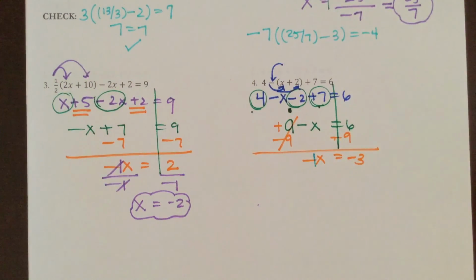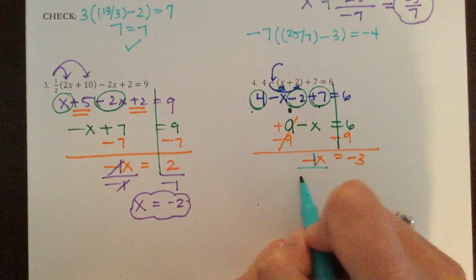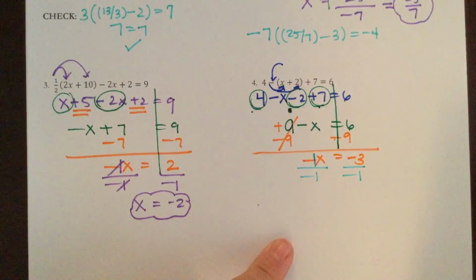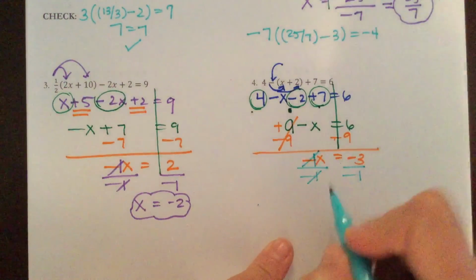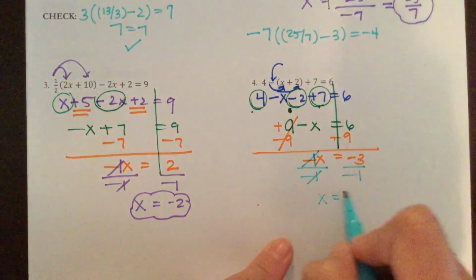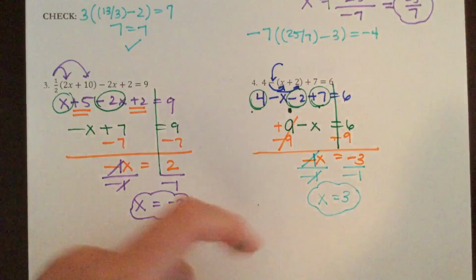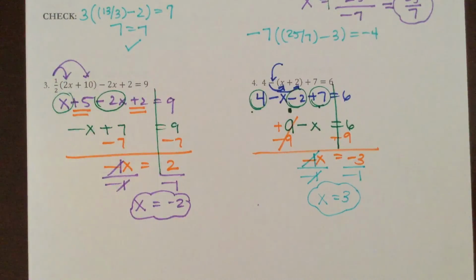Negative 1 times x means that we would need to get rid of that negative 1 by dividing. These cancel, and x is equal to negative 3 over negative 1, which is positive 3. Again, be sure you check your work.